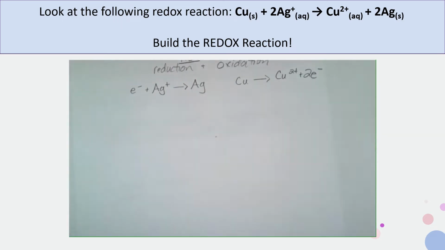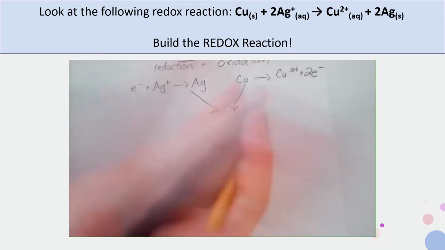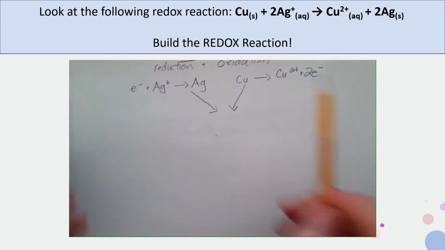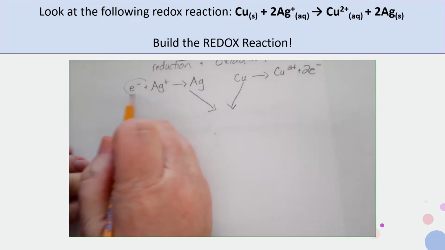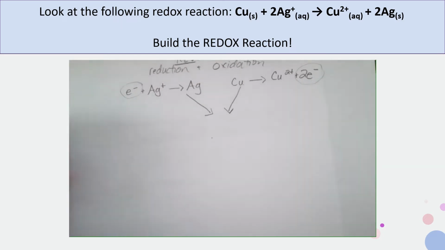All right, now when we do redox, we combine them together and smush them back together and make one reaction. But one last thing to check. Look at the electrons. How many electrons are in this side that are being gained? Well, that's 1. How many on this side being lost? 2. Well, that is impossible. I have to make them equal. I have to have the same number of electrons being lost and gained. The number of electrons lost must equal the number of electrons gained.